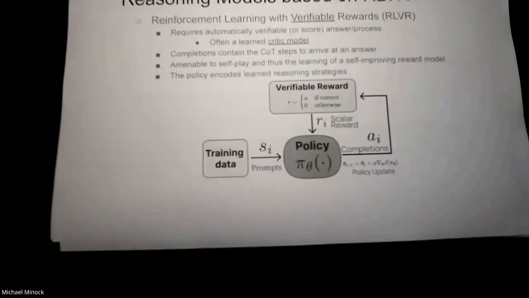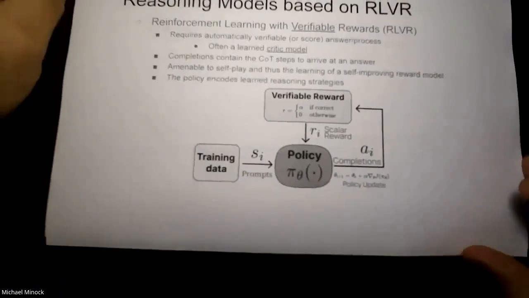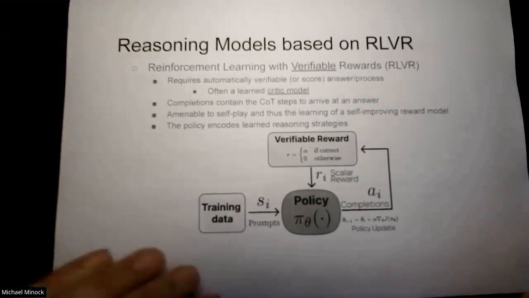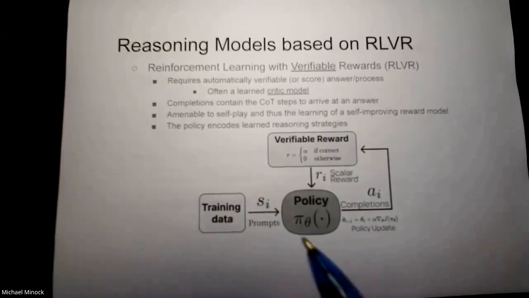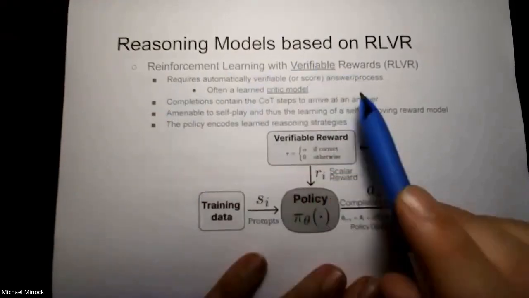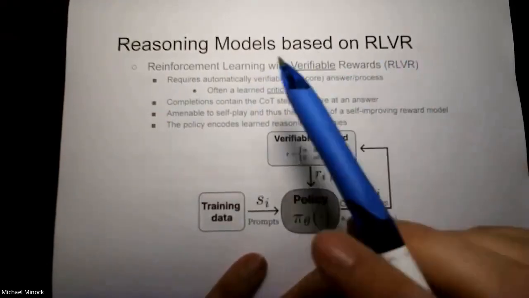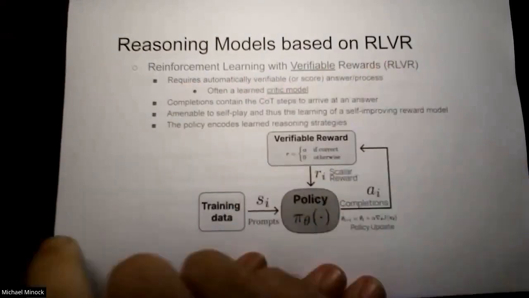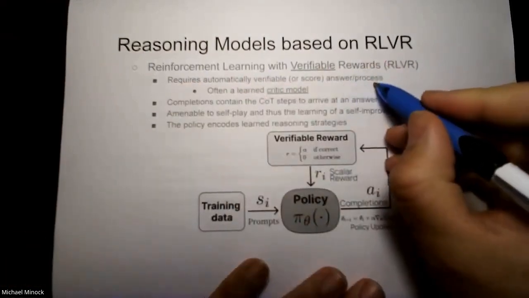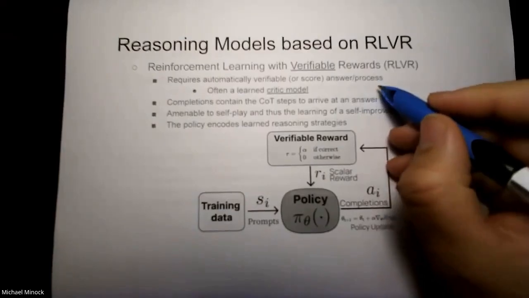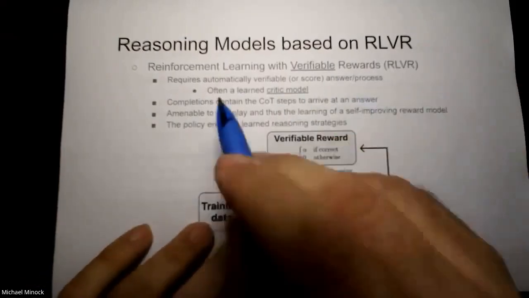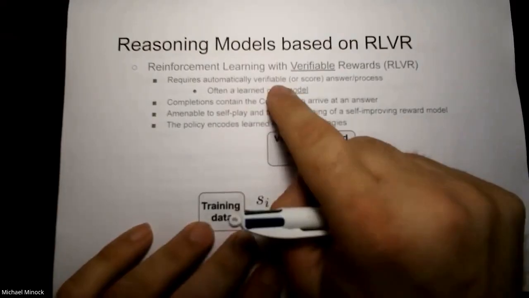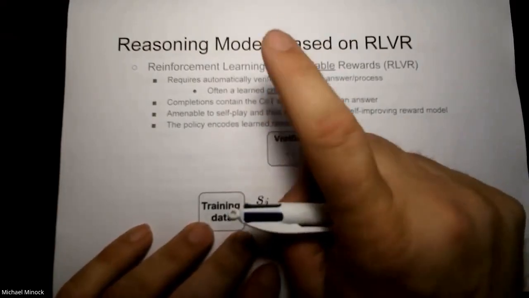All right, so now we talk about reasoning models. We're going to be using reinforcement learning to find them. So we have this idea of reinforcement learning with verifiable reward. Verifiable requires an automatic way to take an answer, or even a process, the steps that went into computing the answer. It requires a way that we verify whether it's correct or not.